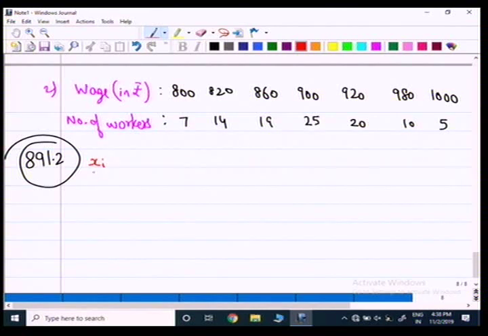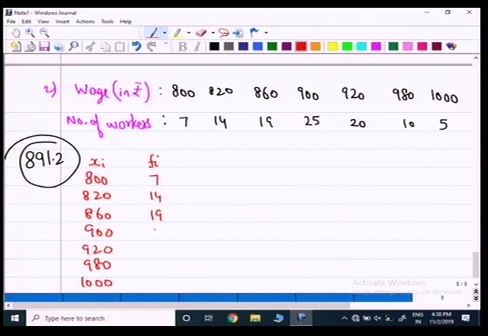So let us write over here. See, this is xi: 800, 820, 860, 900, 920, 980 and 1000. Now the frequency, the number of workers: 7, 14, 19, 25, 20, 10 and 5. Now if I say the assumed mean A is taking 900, right? This is my assumed mean, 900.